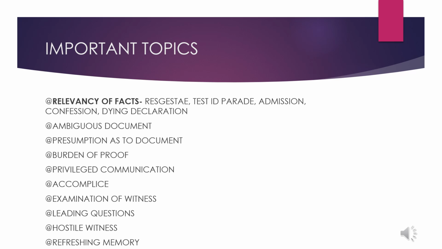Okay, he is an accomplice. Then examination of witness, leading question. Leading questions are those questions asked in the cross examination, and the answer to it will be either yes or no. Those are the leading questions. Then hostile witness. Hostile witnesses are witnesses who turn against their own party, the party who is producing the witness. They are called hostile witnesses. Then the fresh in memory. These are all the most important concepts.